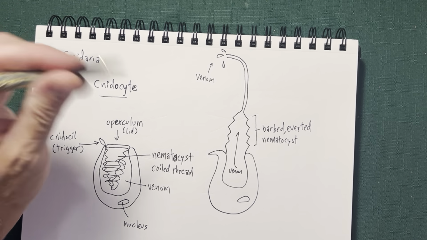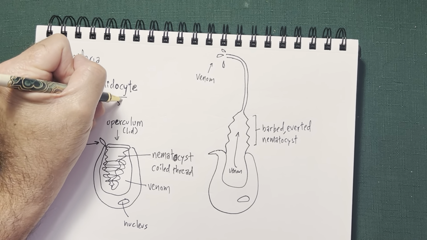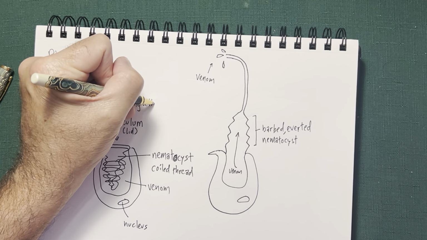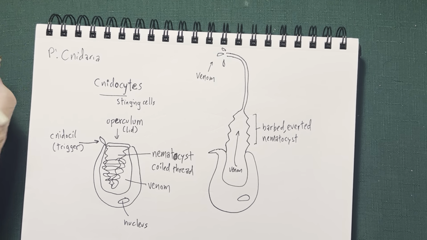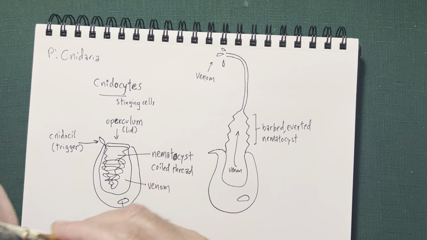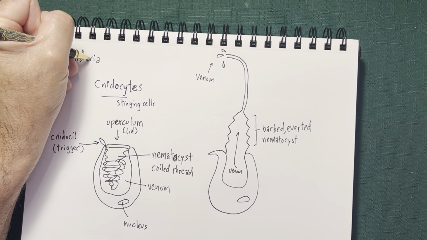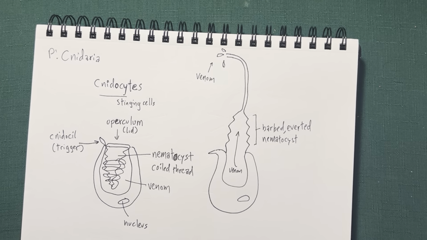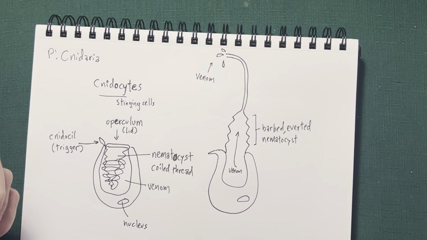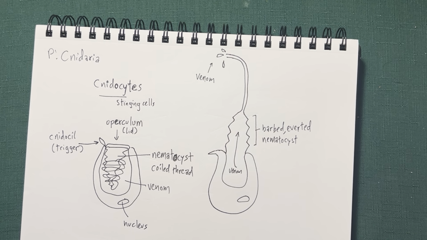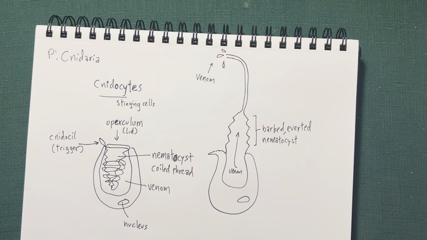Okay, so these cnidocytes, which are stinging cells, are a shared derived characteristic that we find only in cnidarians. So jellyfish have them, sea anemones have them, corals have them, but again, your results may vary as far as what happens if you impact the cnidocyte and cause it to sting. All right, so that's all I got to tell you about cnidarians for now in this drawing.